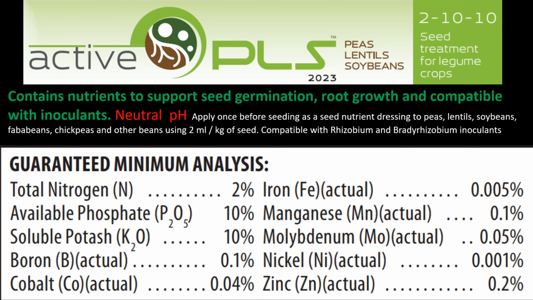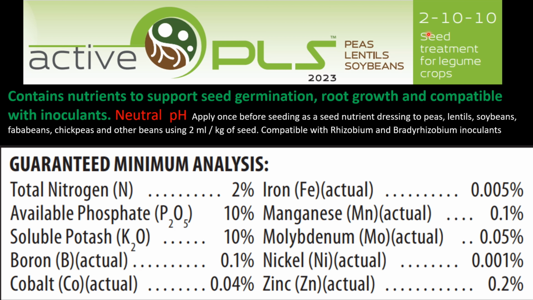So let's take a look at PLS, and what PLS stands for is peas, lentils, and soybeans. You can put it on faba beans and chickpeas as well. So it'll support rhizobium and bradyrhizobium inoculants as seen here. And the treatment dosage is about 2 mils per kilogram of seed, which doesn't seem like a lot. But with it right there on the seed and right near those roots as soon as the plant germinates, it's fairly concentrated right in that small zone, and the plants can extract that quite nicely.